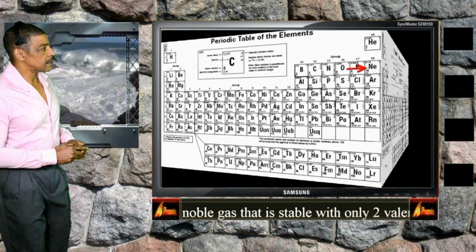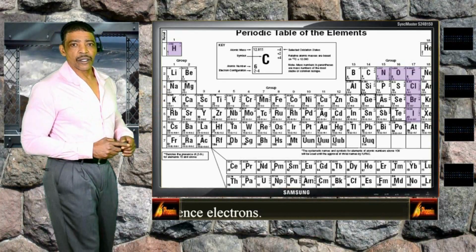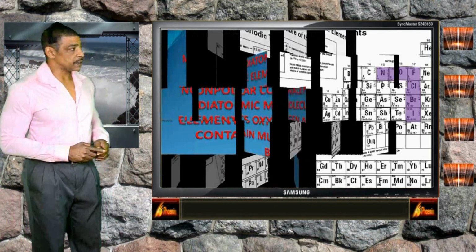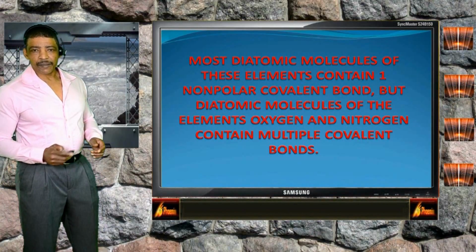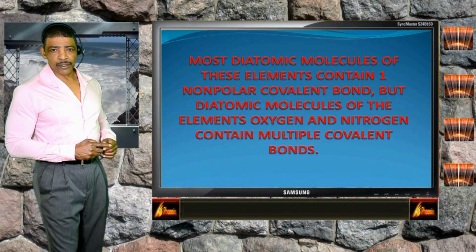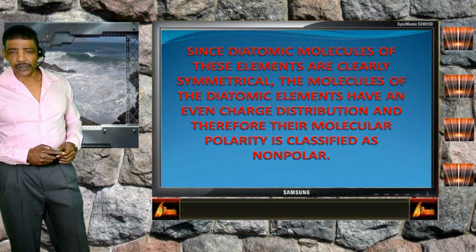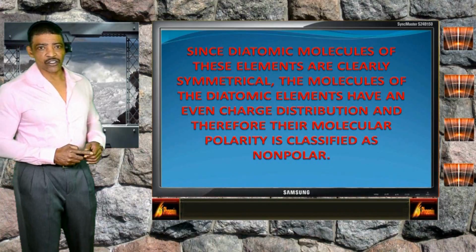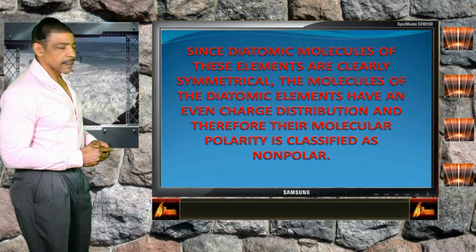The 7 diatomic elements are hydrogen, nitrogen, oxygen, fluorine, chlorine, bromine, and iodine. Most diatomic molecules will contain a single nonpolar covalent bond, but diatomic molecules of the elements oxygen and nitrogen will contain multiple nonpolar covalent bonds. And since diatomic molecules of these elements are clearly symmetrical, the molecules of these diatomic elements have an even charge distribution, and therefore their molecular polarity is classified as nonpolar.